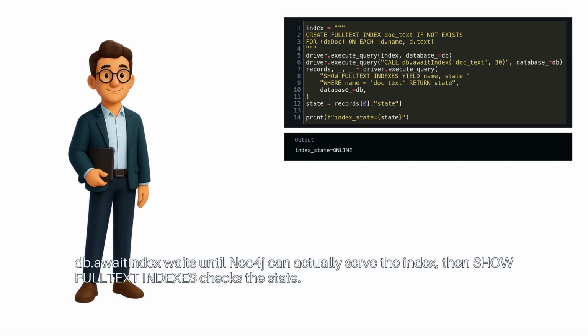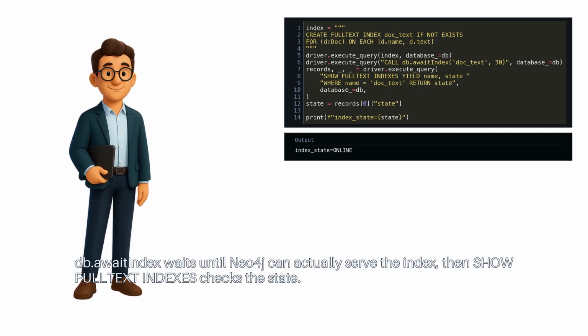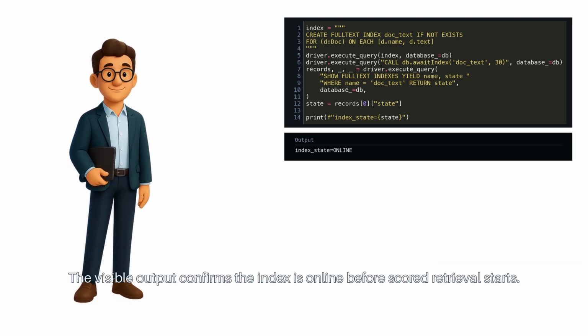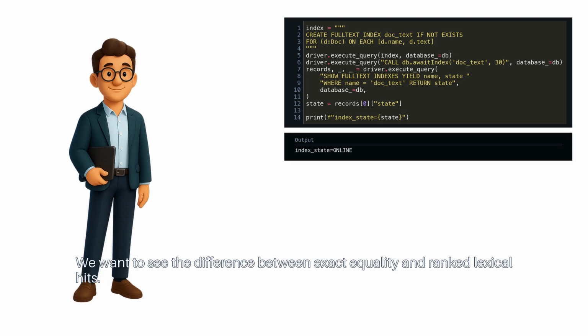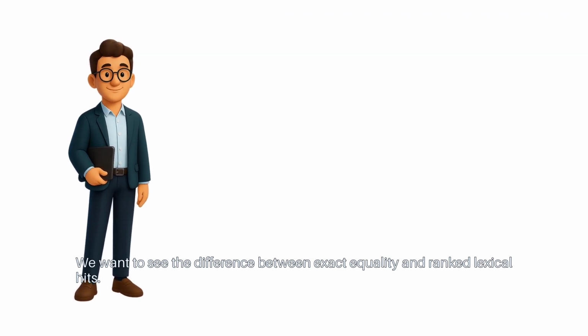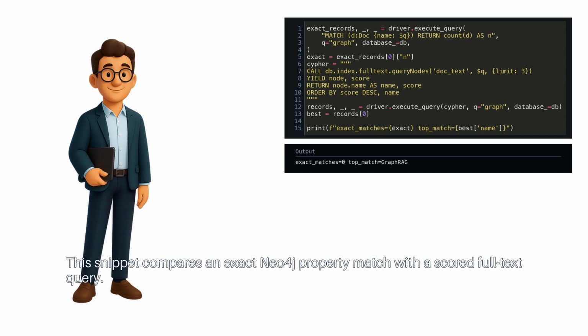db.awaitIndex waits until Neo4j can actually serve the index, then SHOW FULLTEXT INDEXES checks the state. The visible output confirms the index is online before scored retrieval starts. We want to see the difference between exact equality and ranked lexical hits. This snippet compares an exact Neo4j property match with a scored full-text query.